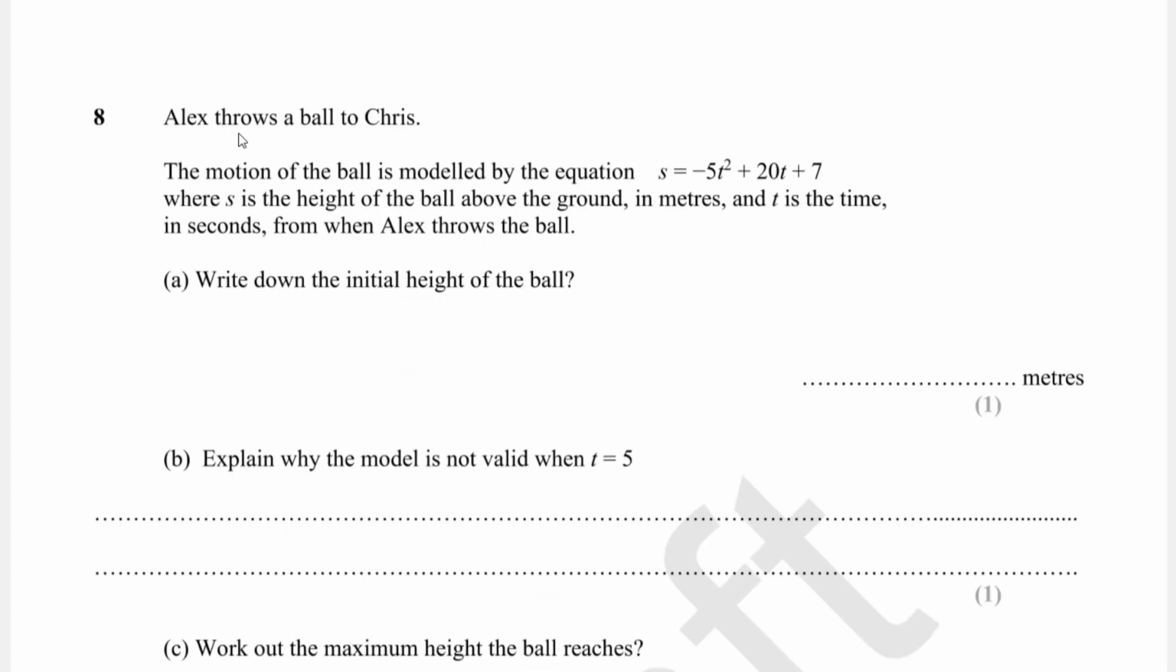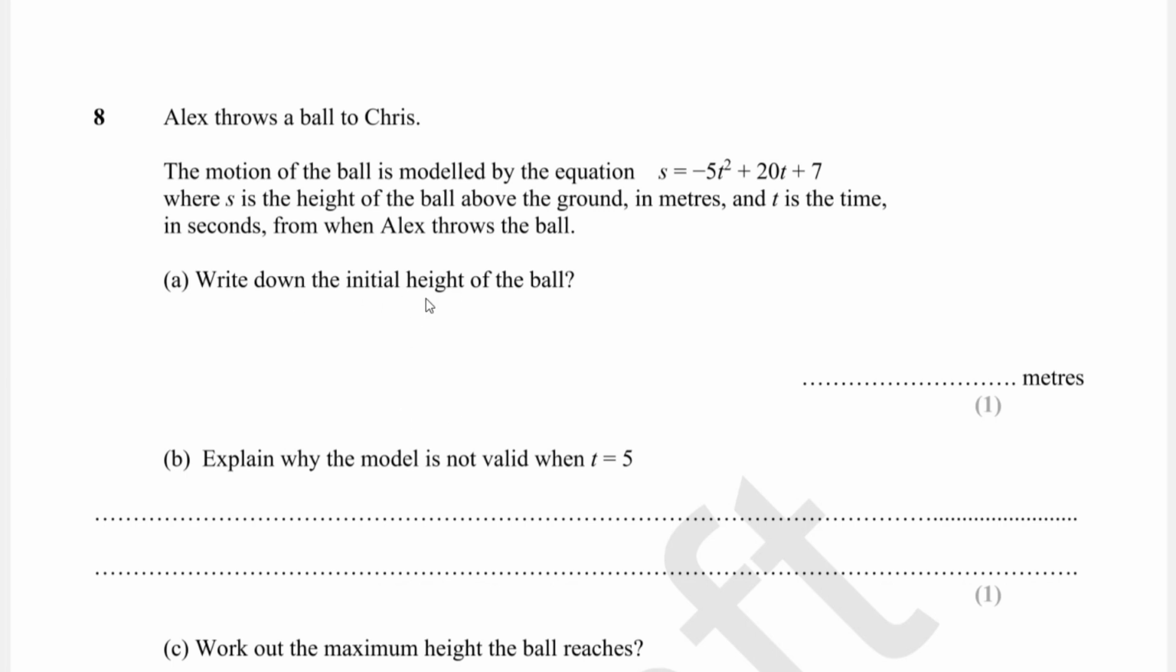Question 8. Alex throws a ball to Chris. The motion of the ball is modelled by the equation s equals negative 5t squared plus 20t plus 7, where s is the height of the ball above the ground in meters and t is the time in seconds from when Alex throws the ball. Part A, write down the initial height of the ball.